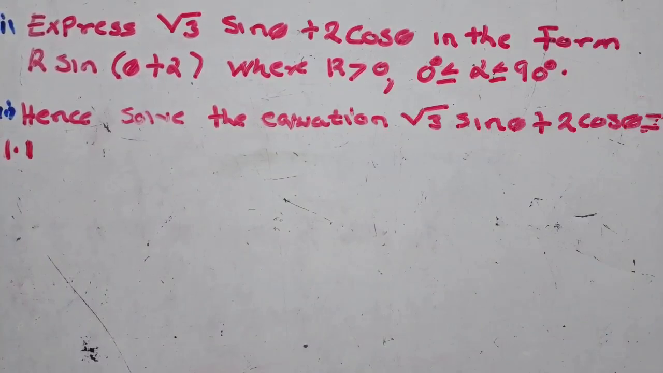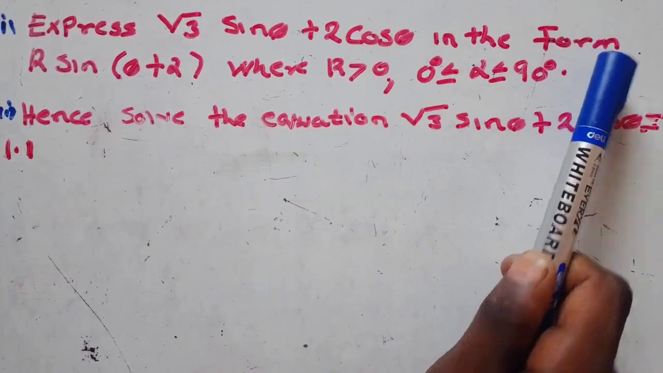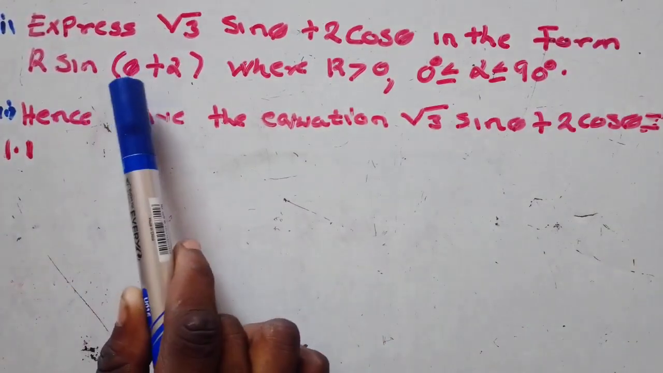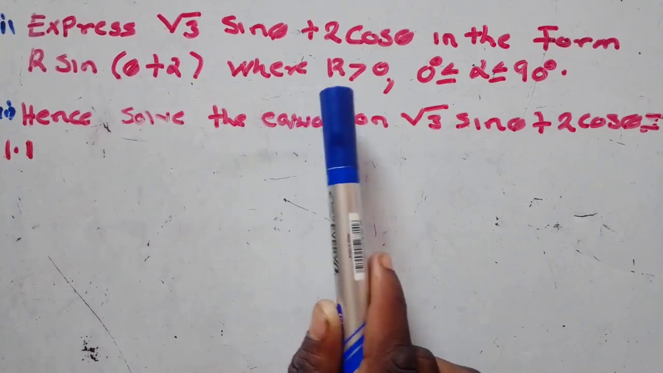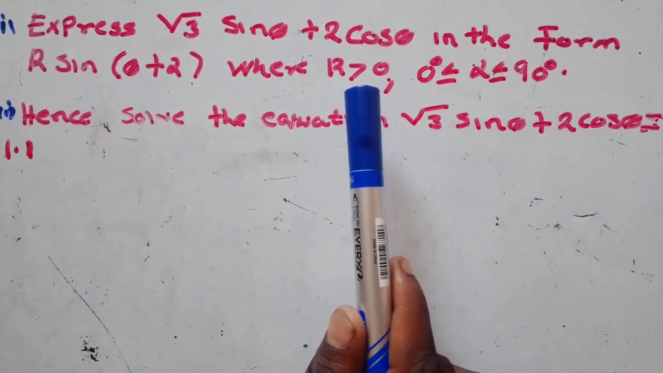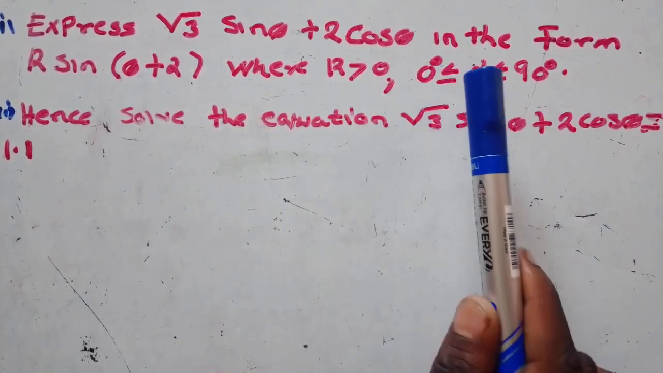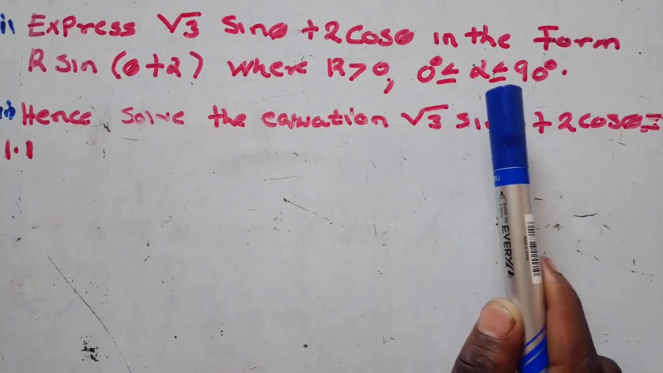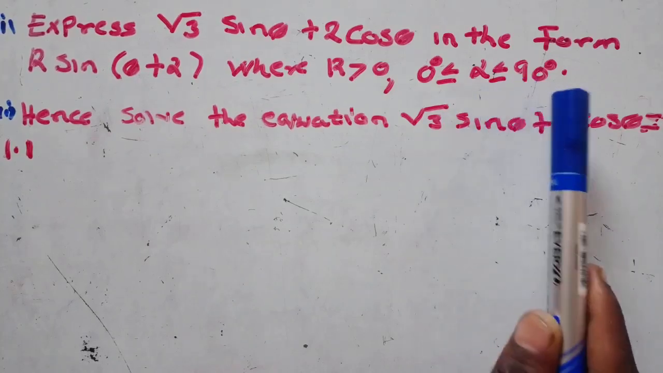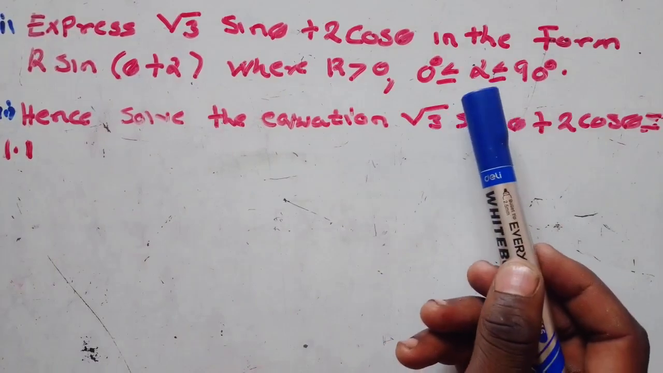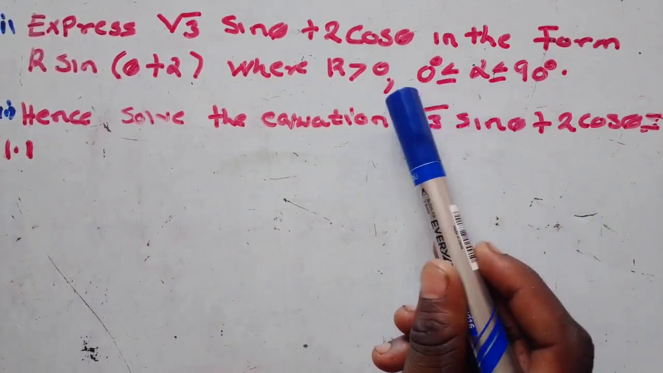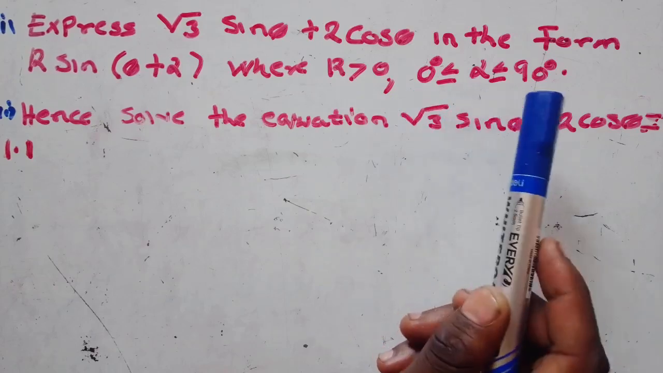So question 1 reads, express root 3 sine theta plus 2 cos theta in the form r sine open brackets theta plus acute, where r is greater than 0, and 0 degrees is less than or equal to acute less than or equal to 90 degrees. So this means that our acute shouldn't be less than 0.